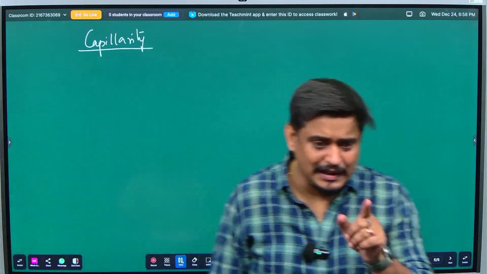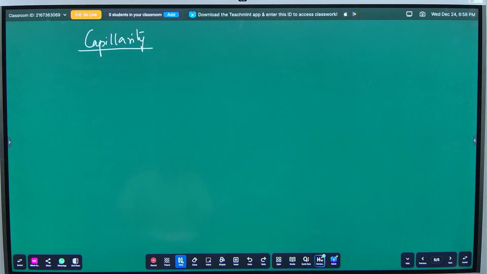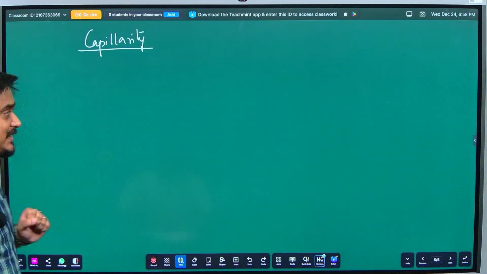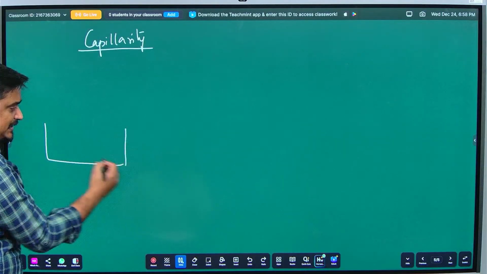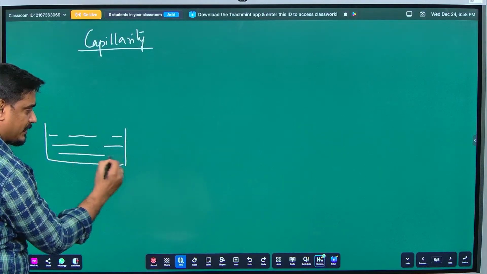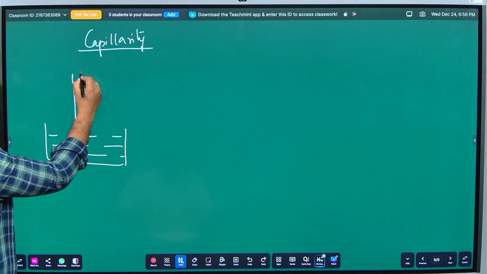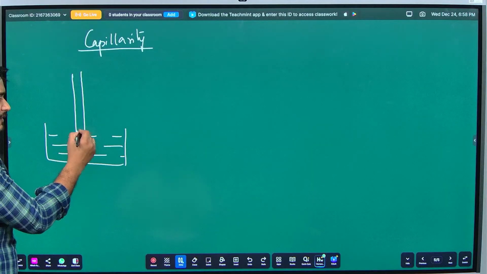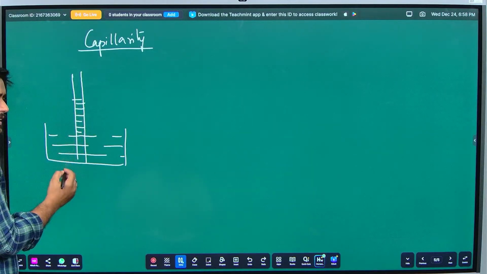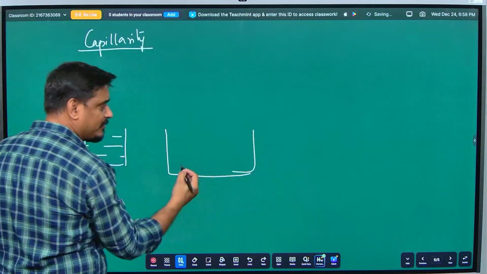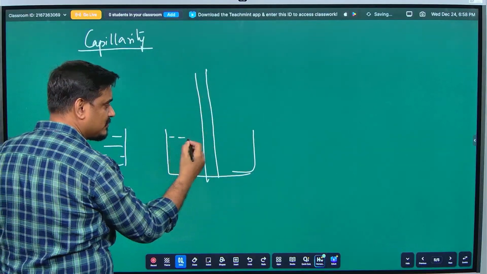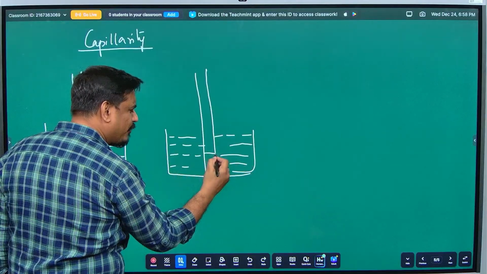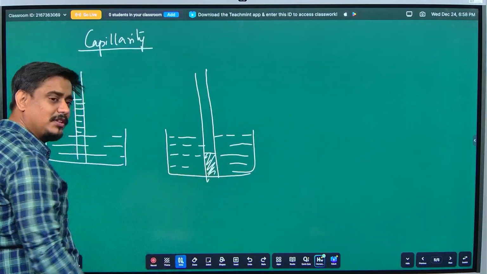Now, while defining capillarity, I gave two things: rise or fall. So there are two possibilities. Suppose you have a vessel with some liquid inside, and I keep a capillary tube here. You know what will happen? The liquid will rise inside. There is also a possibility that with some other liquid, if you keep the tube inside, the liquid will fall inside. That is also possible.